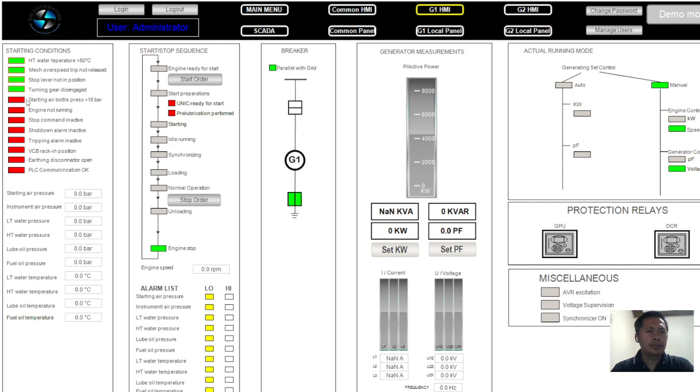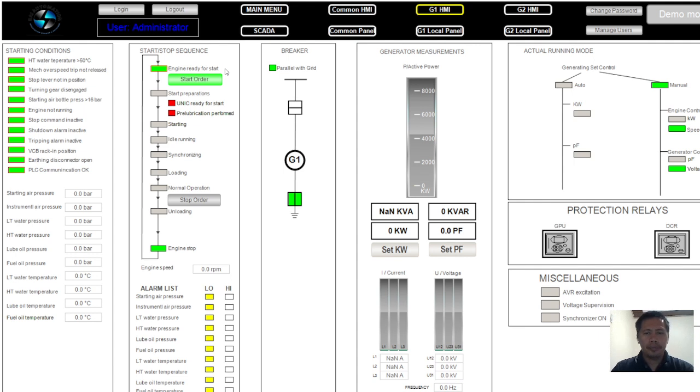So the checklist is okay. As we can see, the engine is ready to start, and the indicator is already lit.